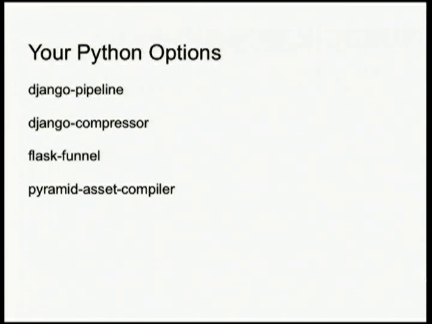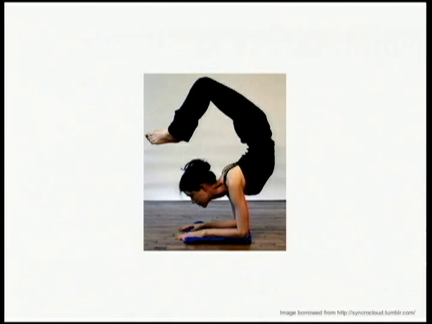If you're in Flask, there's Flask Funnel, which is another extension. And similar to that in Pyramid, there's Pyramid Asset Compiler, which is pretty lightweight and focused. These are all actually really great tools, and if you spend your time in those frameworks, they're definitely worth checking out. But we like flexibility. We don't just work with Django, we don't just work with Flask, and we don't just work with Pyramid. We work with the right tool for the right job.